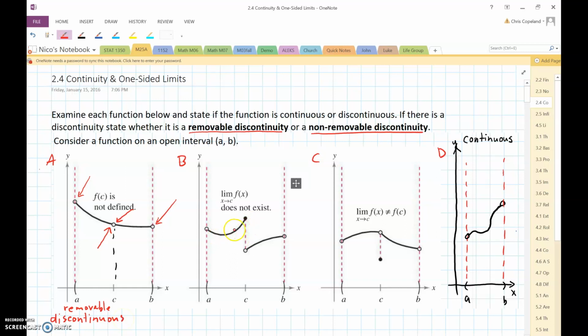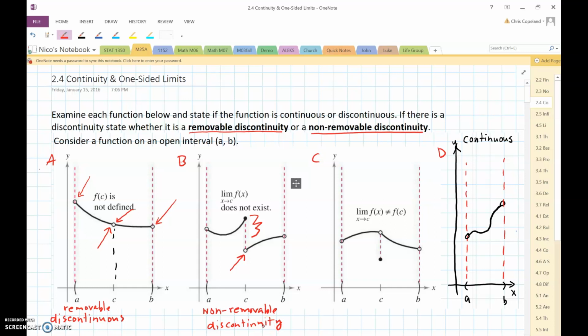Alright, let's look at B. B, again, I think you can see that this is not continuous. Okay, there's a break right here. Okay, and this is more than just removing one point. Okay, this whole graph would have to be shifted up. So this would be considered a non-removable discontinuity.